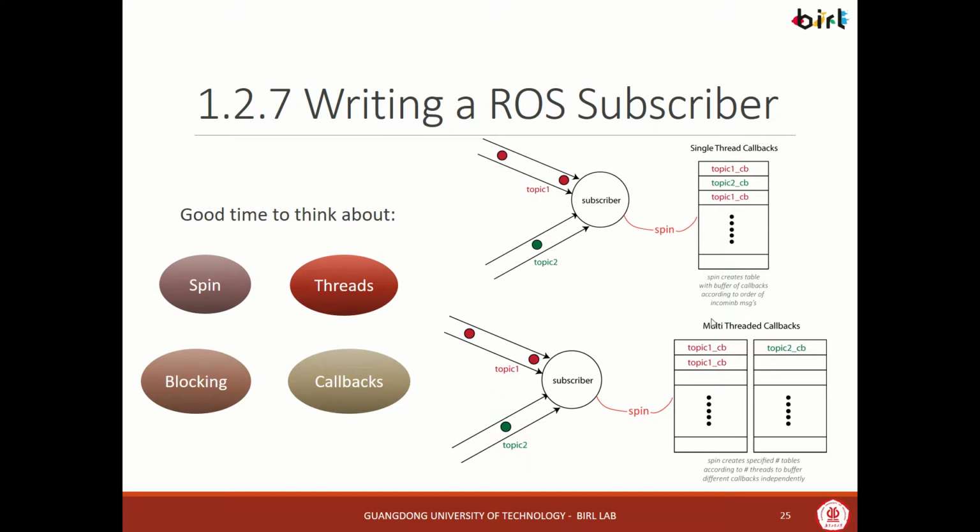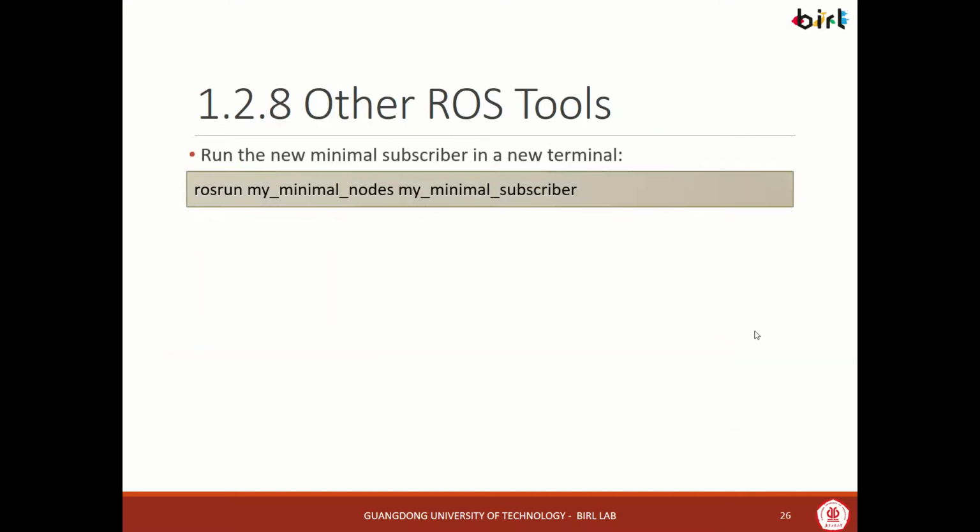In the case where we have multi-threaded callbacks, what we're doing is creating independent tables for independent topics. And so you could see that this would be much more efficient, as we could process both callbacks in parallel. Okay? When might you be interested in doing multi-threaded callbacks? When you have more than one subscription, and maybe if your system cannot process the callbacks fast enough.